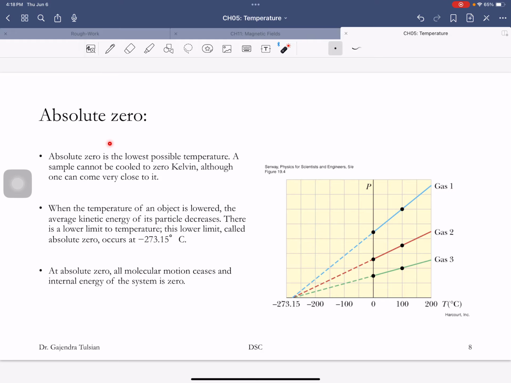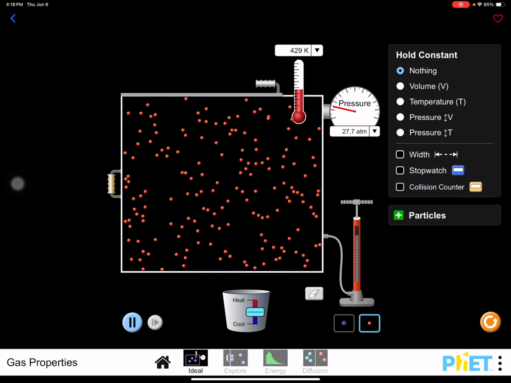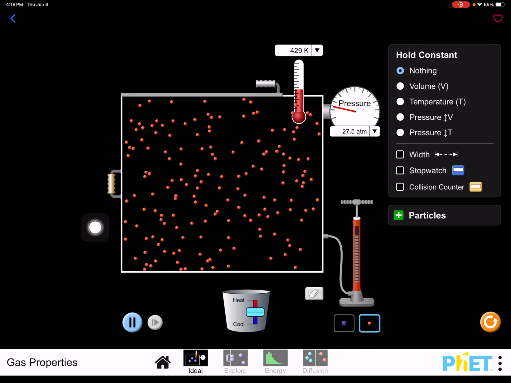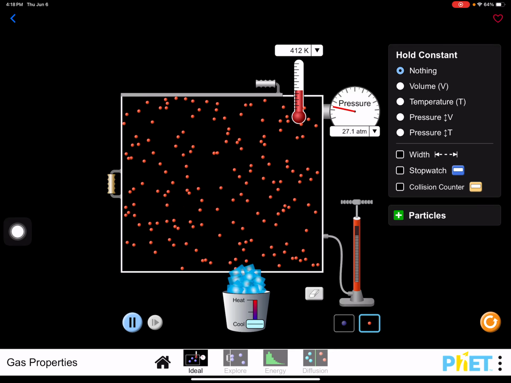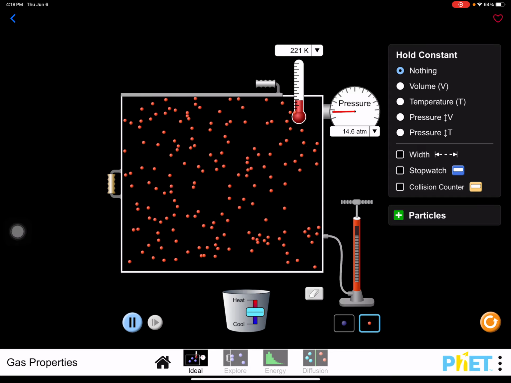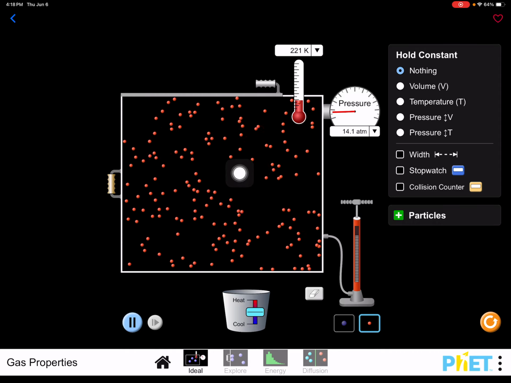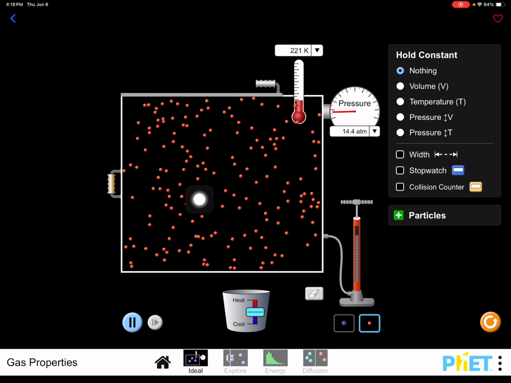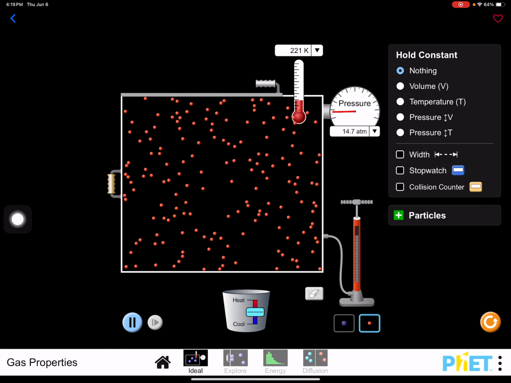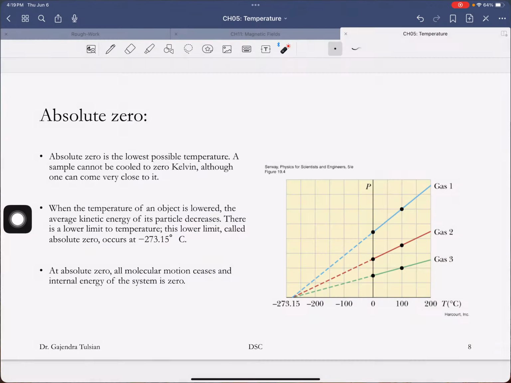Okay, so now let's define absolute zero. You saw in this app that temperature is a measure of the average kinetic energy. Now let's cool the gas down. You can see that as you cool the gas down, the temperature decreases and these molecules slow down. Okay, what is the best you can do? The best you can do is stop all the molecules, and then you can't cool the material anymore. When all the molecules cease, that's the lowest temperature possible, and that is absolute zero.